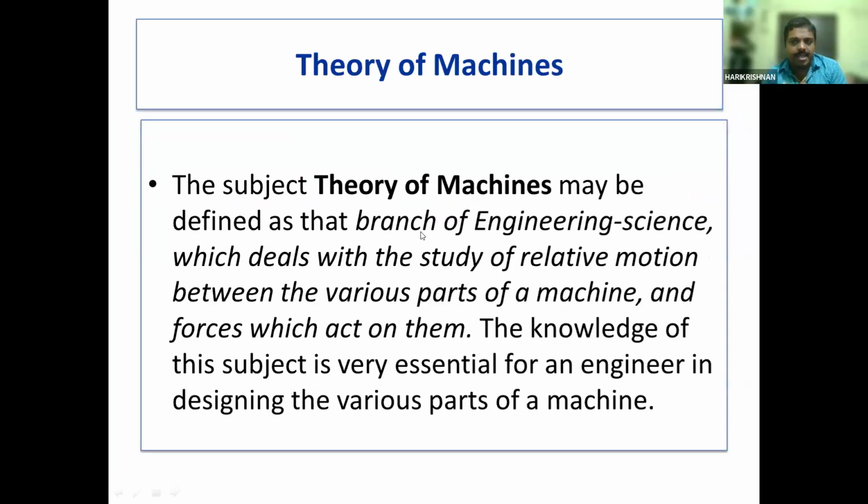Okay, so today the session we are handling is theory of machine. So I think I'm audible now. My sound is clear now.